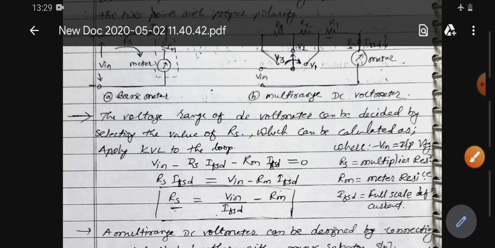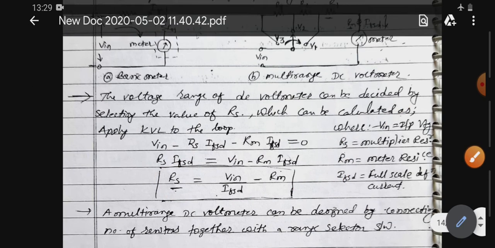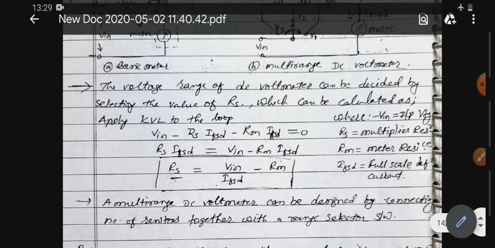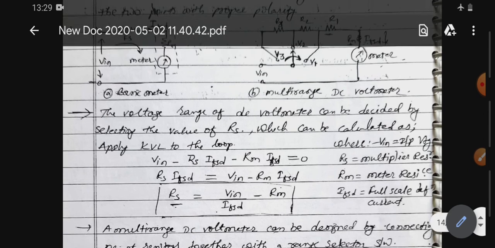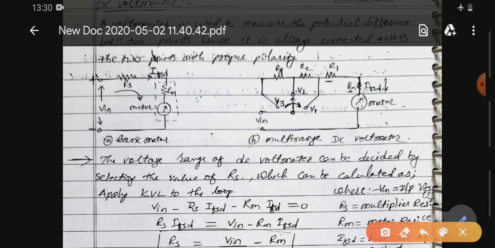A multi-range DC voltmeter can also be designed by connecting a number of resistors together with a range selector switch. Here it is a range selector switch. Input signal is applied from this side, and there are three positions: V1, V2 and V3, and three resistors are connected in series like this to select these three different ranges for the measurement of DC voltage. And this is the fixed network with a meter and its series resistance.